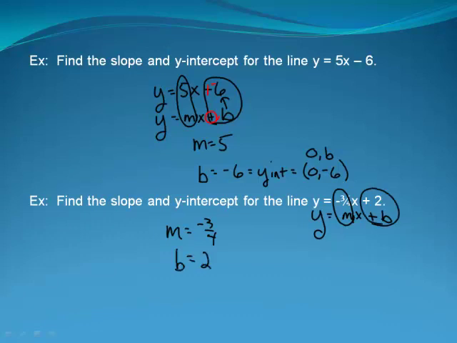b is a positive 2, which is the y-intercept, which in ordered pair form, if you'd like to write it in ordered pair form, would be 0, comma 2. That's your y-intercept.